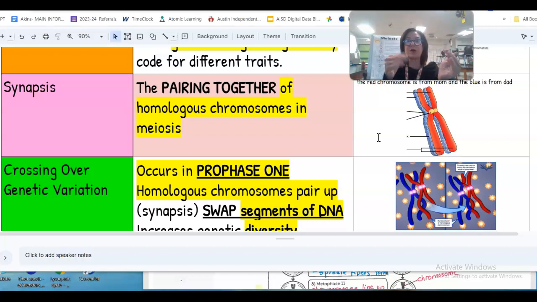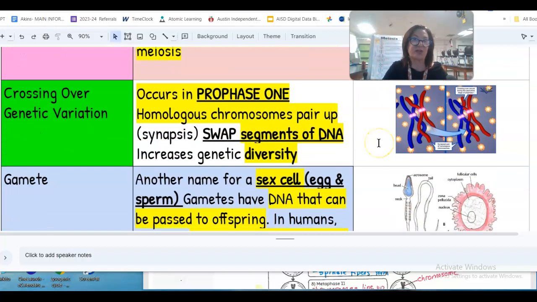So this is the one that's creating genetic diversity, and it's very, very important. So this is what, again, causes genetic diversity. This is why we don't look identical to our siblings unless you're an identical twin. So if you look over at this image, you can see how the synapses are coming together, but we can see in here where they exchange that genetic information between the chromosomes.